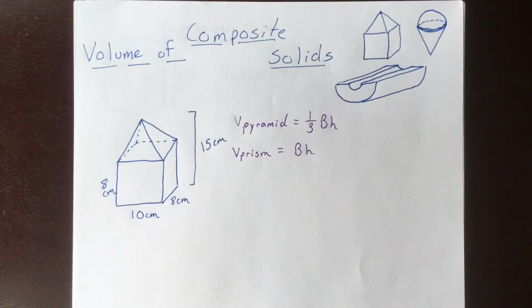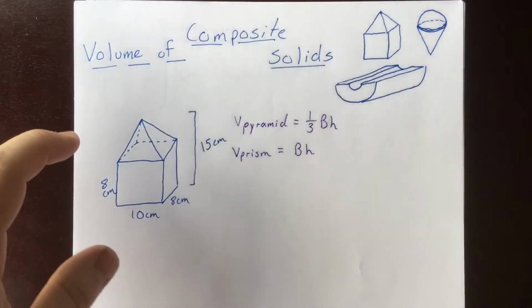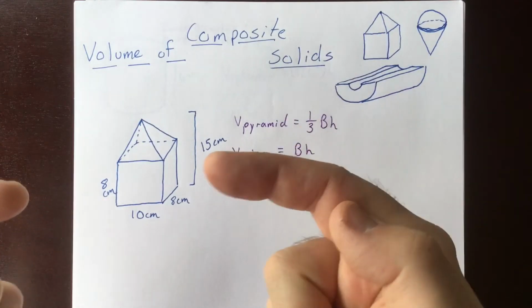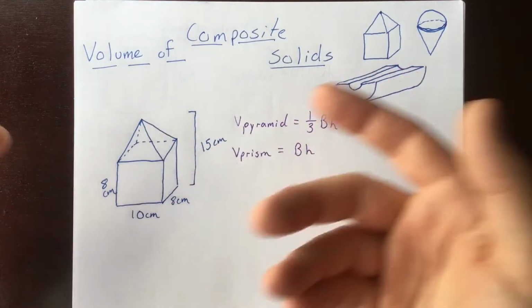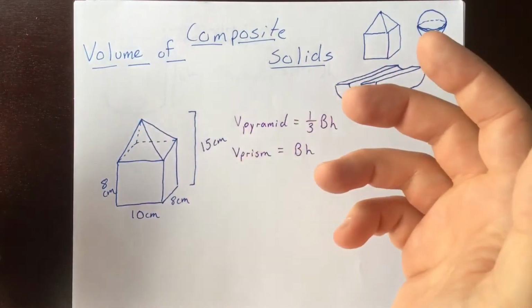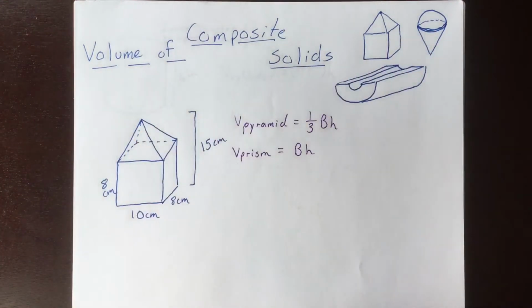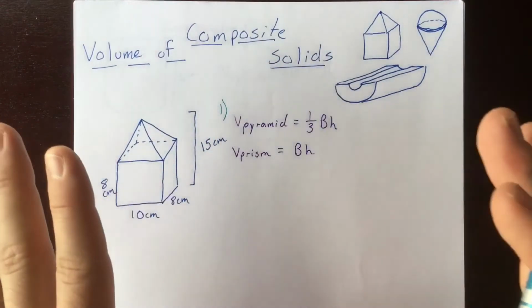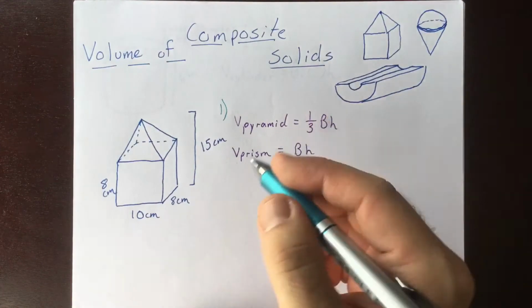All right. So we have this problem. Here we go. Very first step is to identify what solids you have. So looking at this, we have a prism, looks like a box, and we have a pyramid sitting on top of it. That's the very first step. All right, guys. Step one, identify what you have and also write their formulas.